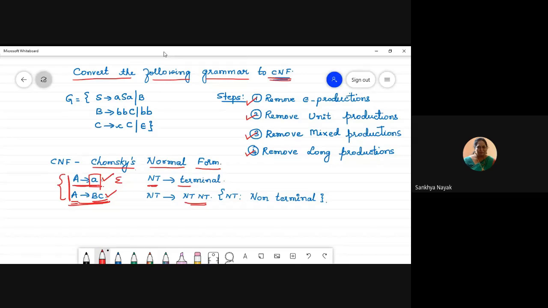Okay. So let us take this grammar as an example first. Okay. So you have S derives AS, AB. So if you check, do we have to apply first step? Yes, because there is an epsilon production. So you have to apply first step and remove that epsilon productions. Okay.